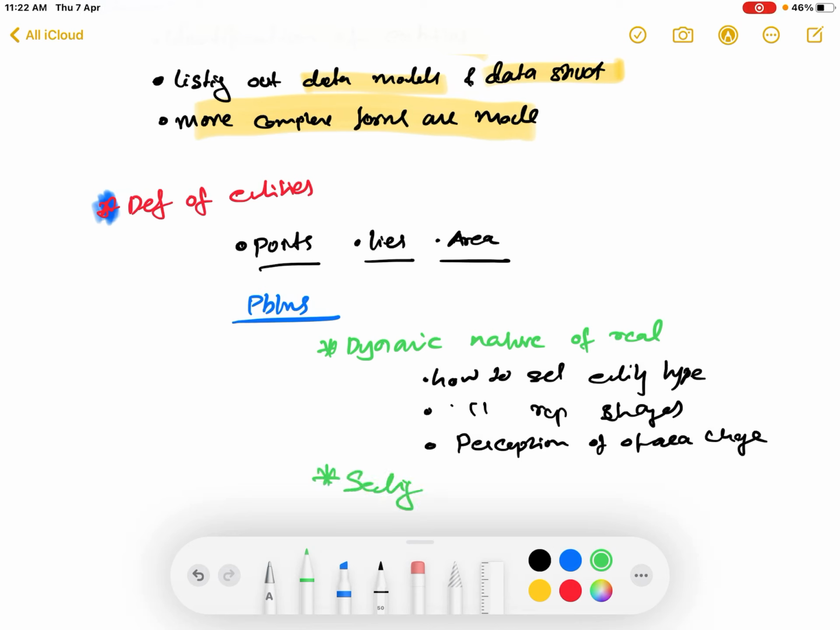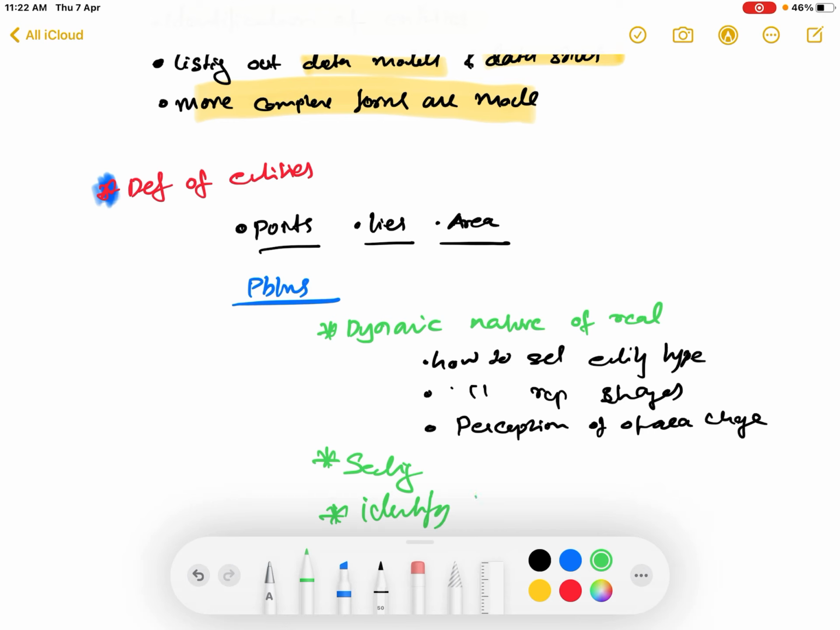The second main problem is scaling. What is the scale of representation, or what should be the scale that we should represent? That is the second problem.